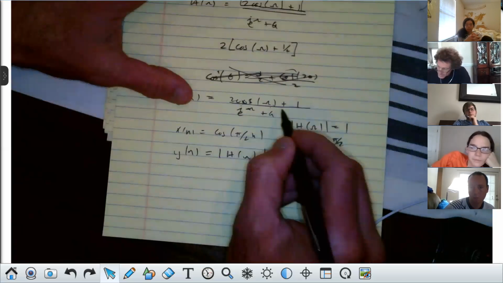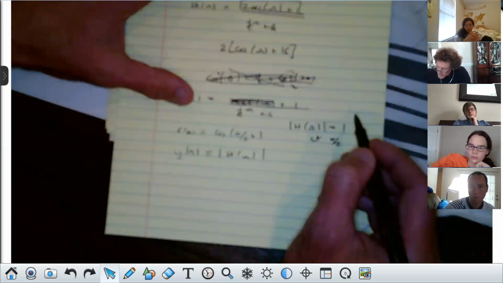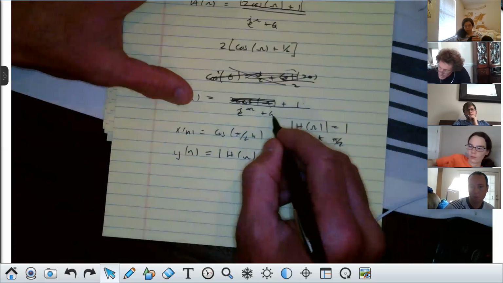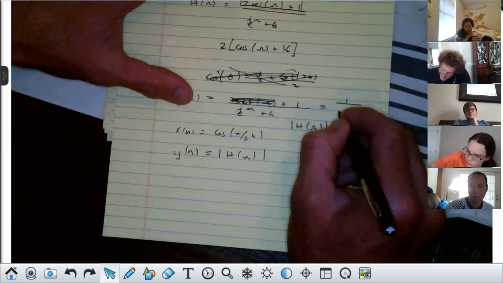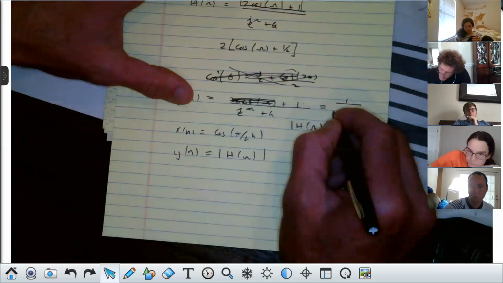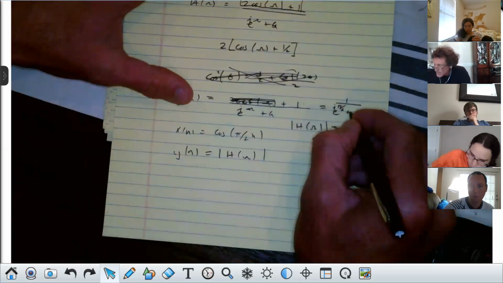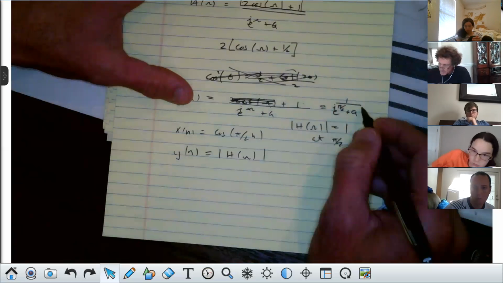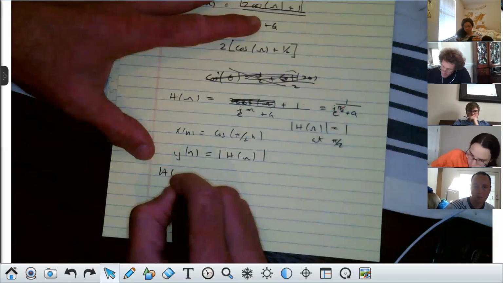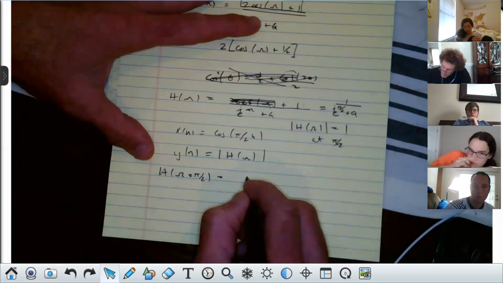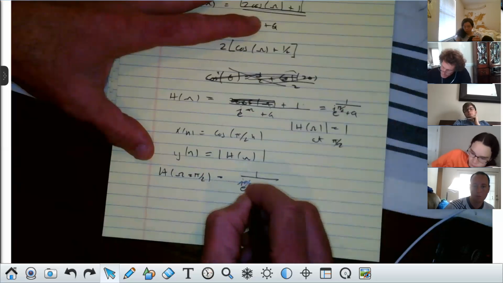All right, so this would go away at that frequency, and I'd have 1 over e to the j omega plus a, and the magnitude of that would be e to the j pi over 2 plus a. And what is e to the j pi over 2? I better go down here. This would be h of omega equal pi over 2. That would be 1 over e to the j pi over 2 plus a.